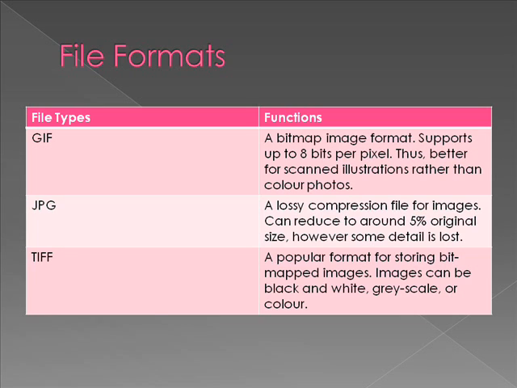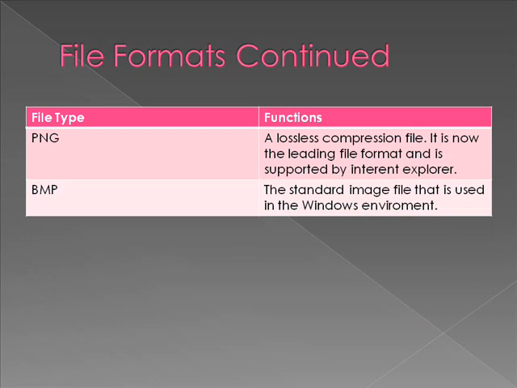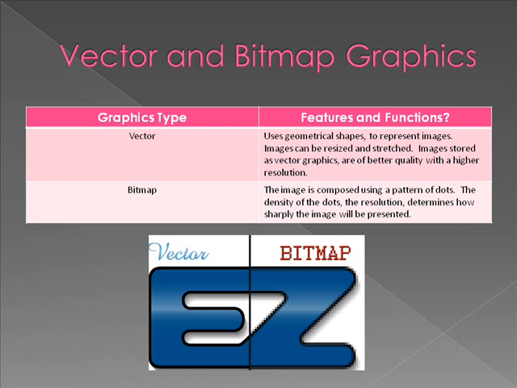This means that when the file is reduced to a smaller size, some detail is lost. TIFF is a file format that is used to store bitmap image files. It can support images that are black and white, grayscale, or colour. Some more file formats include PNG. This is similar to a JPG file. However, when the files are reduced to a smaller size, there is no loss in image quality or detail. This is known as lossless compression. Finally, BMP. This is a standard bitmapped image format and is commonly used in the Windows environment.